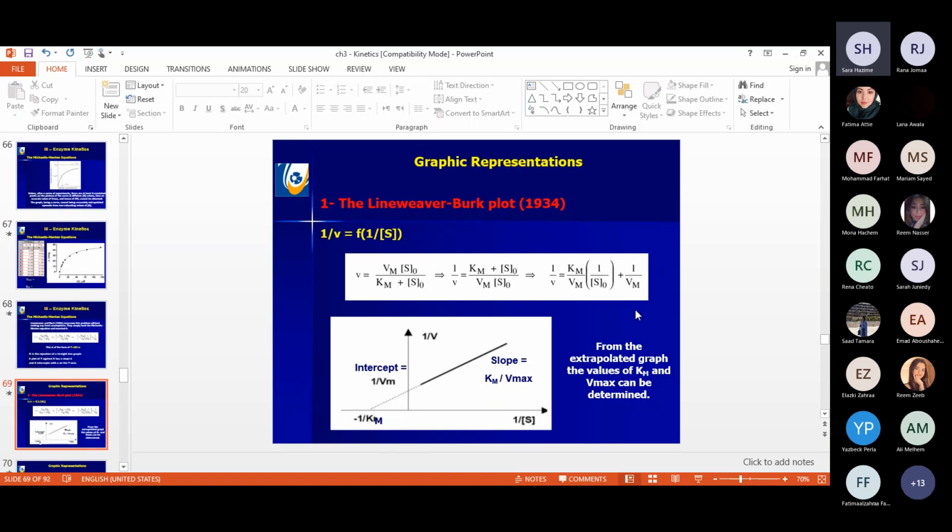Slope is Km over Vmax. The interception point with the y-axis is 1 over Vmax. With the x-axis it is minus 1 over Km. And in this case, you can determine Km and Vmax graphically from this plot. Clear?